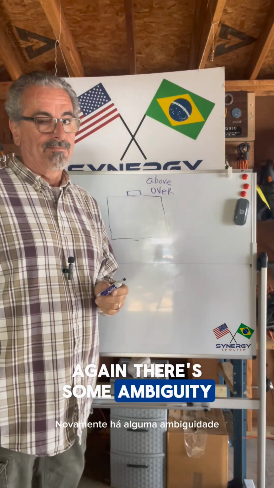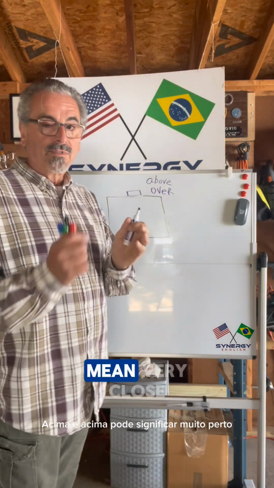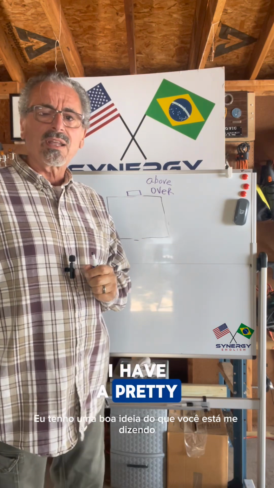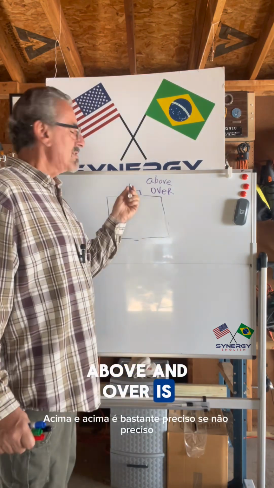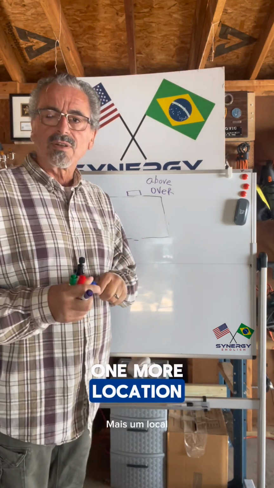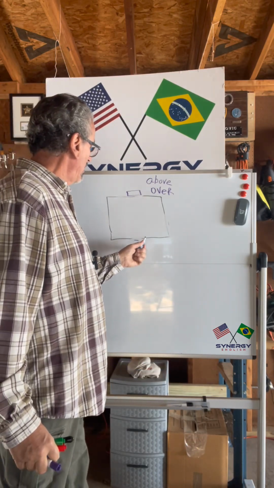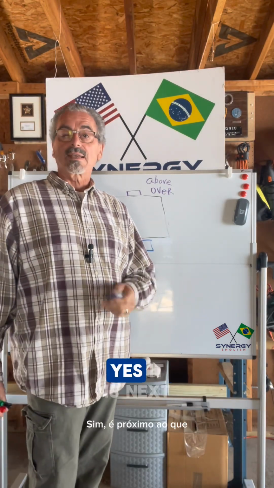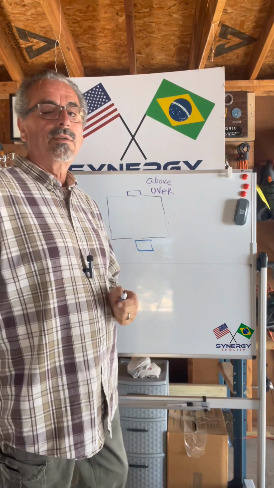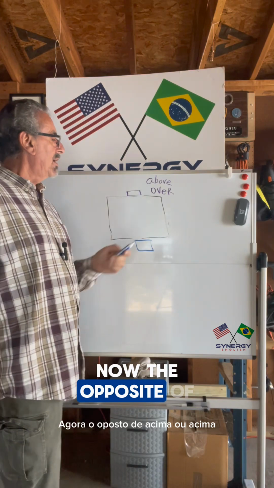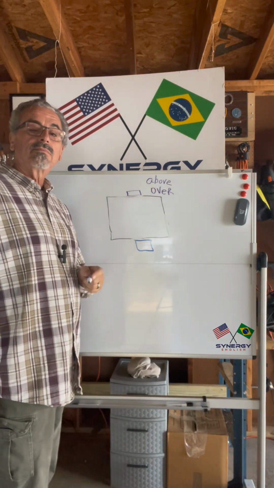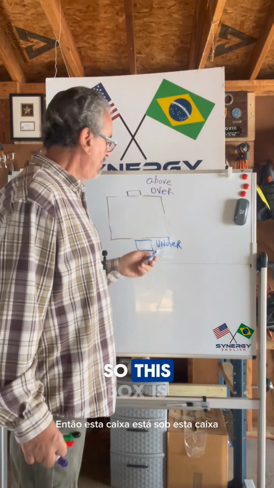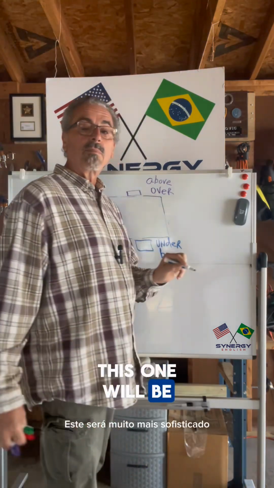Again, there's some ambiguity. Above and over can mean very close or relatively distant. But at this point, it doesn't really matter. If somebody was to say, well, that's above me, I have a pretty good idea what you are telling me. Above and over is quite accurate, if not precise. One more location. Now we have the opposite. We have an item here. Now, yes, is it near? Yes, it is near. Is it next to? Yes, it is next to. But we're talking about directionally with this particular item. Now, the opposite of over or above, two separate words: under and over are opposite. So this box is under this box. This one would be much more sophisticated.